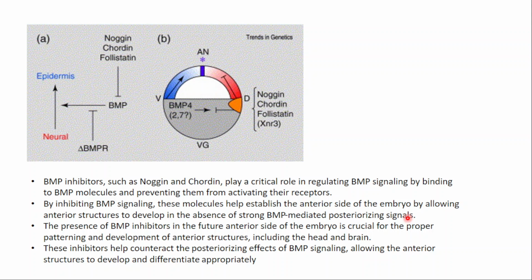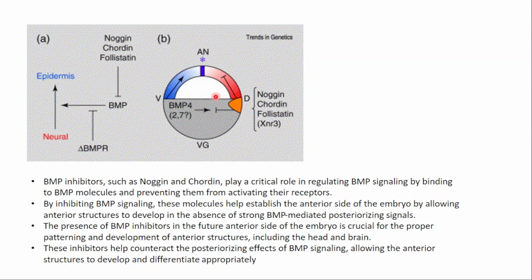It means wherever there is high BMP expression, that part of the embryo is going to be the future posterior side. So wherever we have BMP inhibitors will be specified as the anterior side. The presence of BMP inhibitors in the future anterior side of the embryo is crucial for the proper patterning and development of anterior structures such as head and brain.